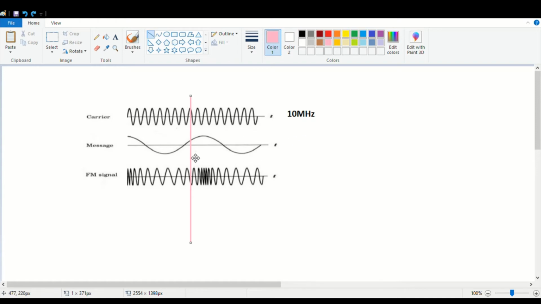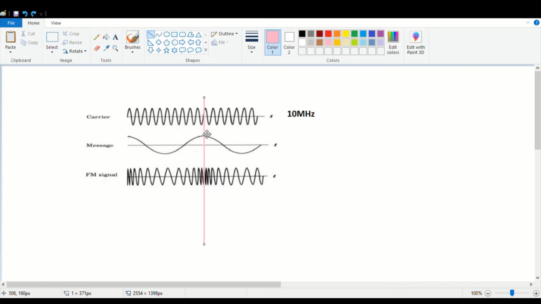Now, as we move to the next time instance, say somewhere here, the amplitude of the message signal is further increased, and accordingly the frequency of the FM signal, if you observe in this region where the cursor is highlighted, is further increased. And just keep observing what happens as I reach the positive peak.